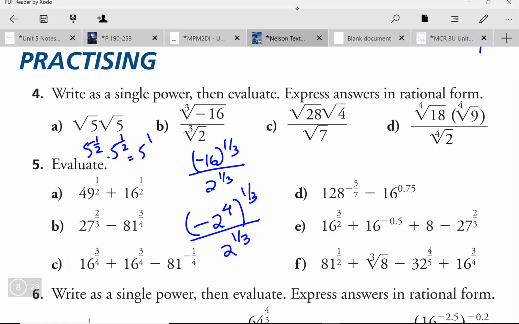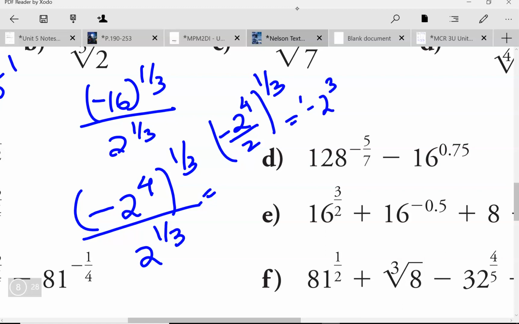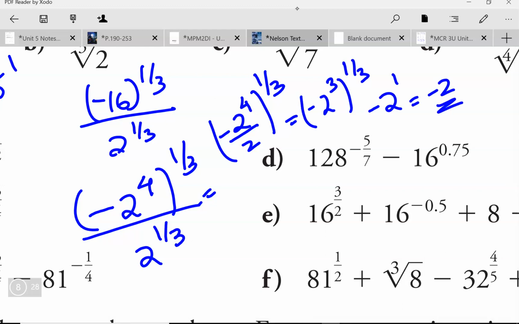Actually, I could write this as negative 2 to the power of 4 divided by 2 to the power of 1 over 3, which is actually negative 2 to the power of 3 to the power of 1 over 3, which is actually negative 2 to the power of 1, which is actually negative 2. So that appears to be the answer here.